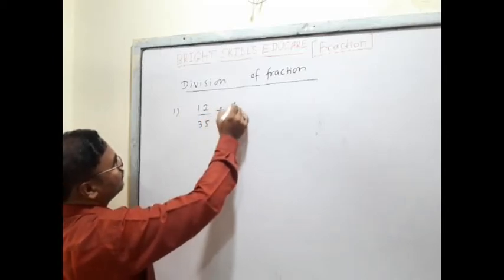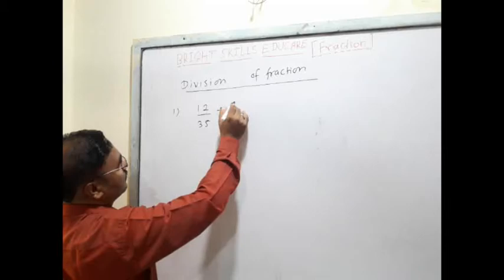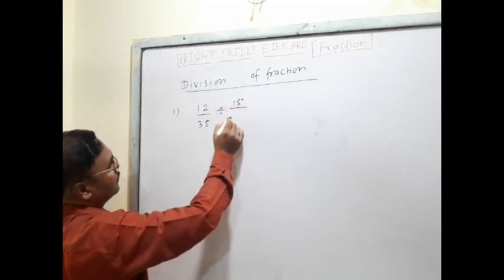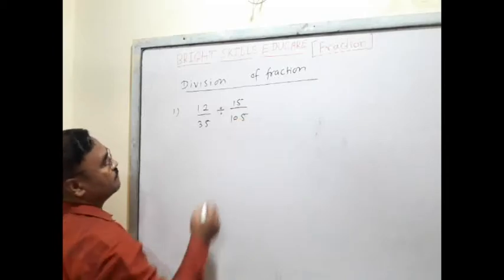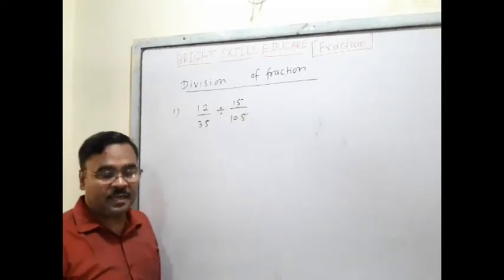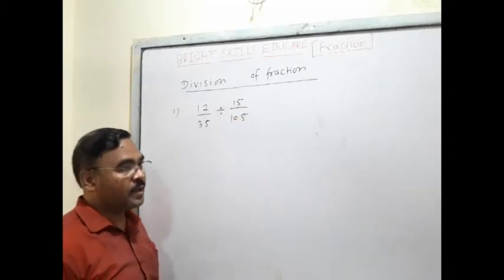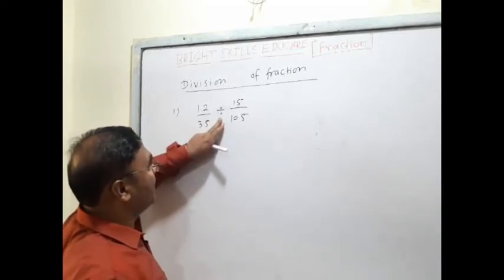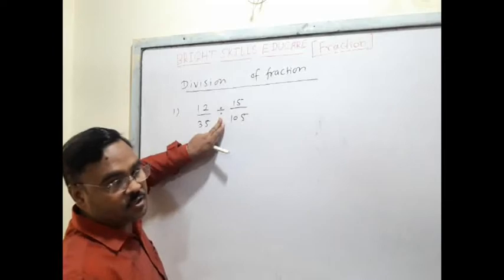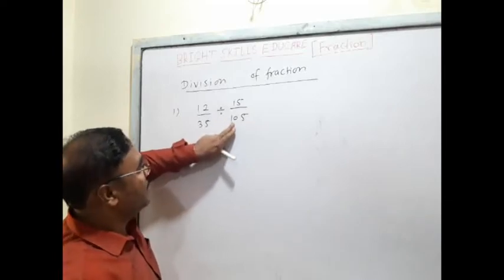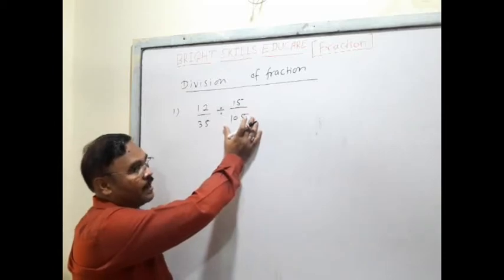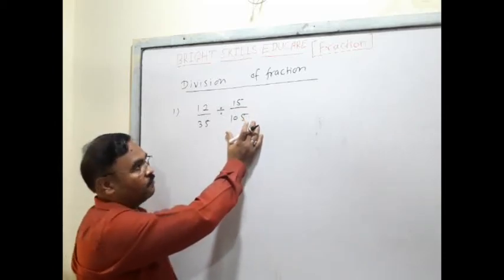divided by 15 upon 105. Very simple question I am taking. Students, always remember, when you are dividing, this division sign converts into multiplication. And next one, this is the divisor. Divisor should be written in reciprocal form.